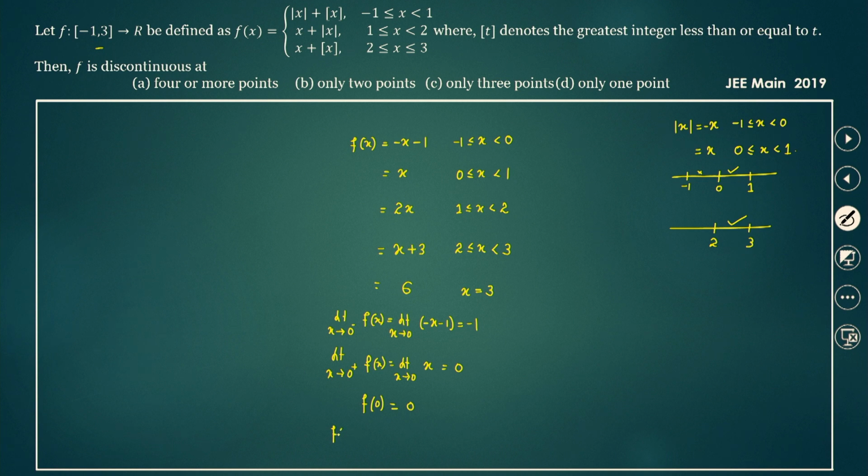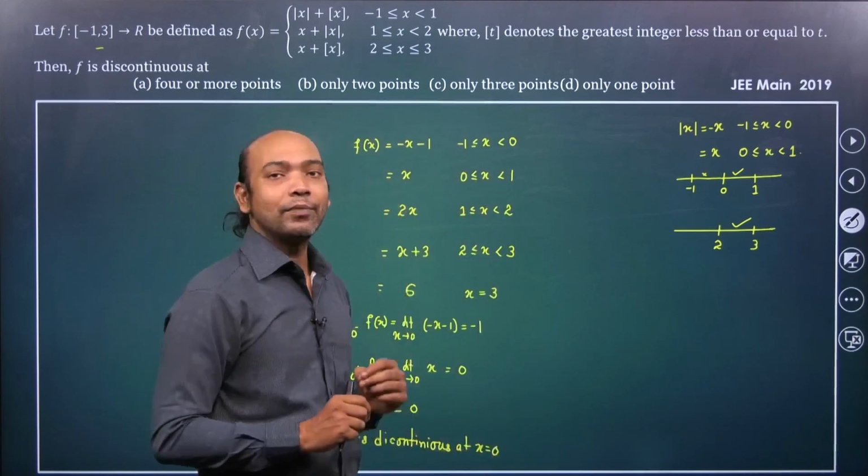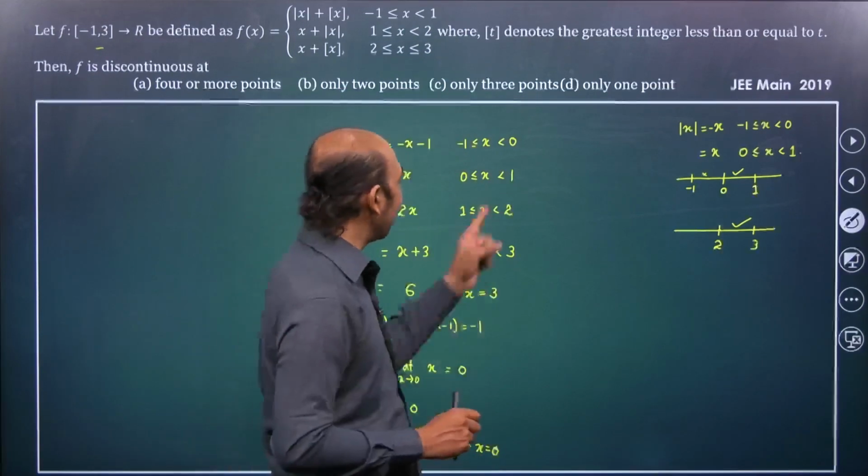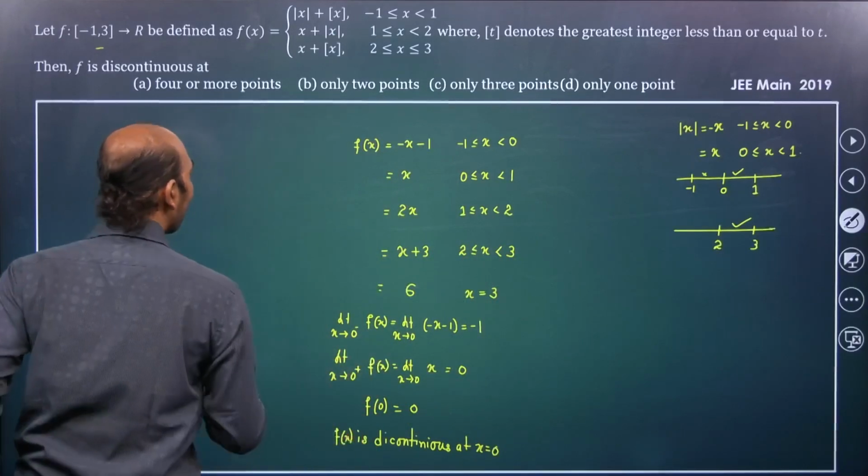That means f(x) is discontinuous at x equal to 0. So at x equal to 0, the function is discontinuous, right? Now we have to test for the discontinuity at x equal to 1 point, right? Okay, so let's test x equal to 1 as well.